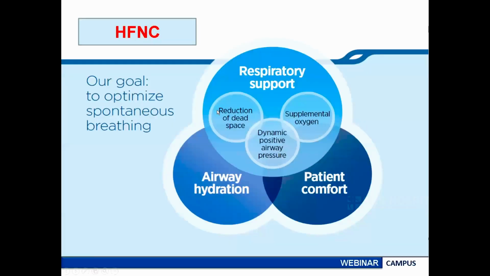So what are the basic goals of this HFNC, especially in optimizing the spontaneous breathing? These are the three main components HFNC can offer. One thing is respiratory support. Second thing is proper airway humidification. And third one is the patient comfort, the patient can eat, talk, etc. Regarding the respiratory support, it can give supplemental oxygen, as you all know.